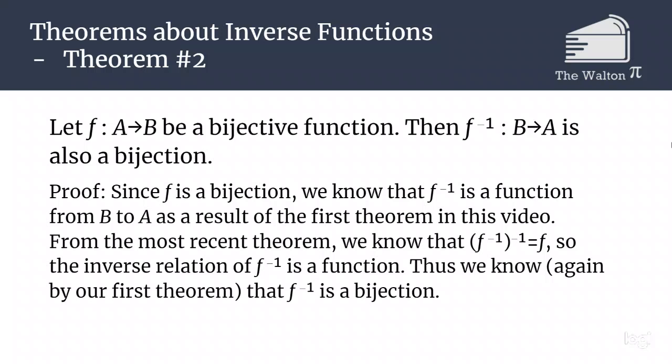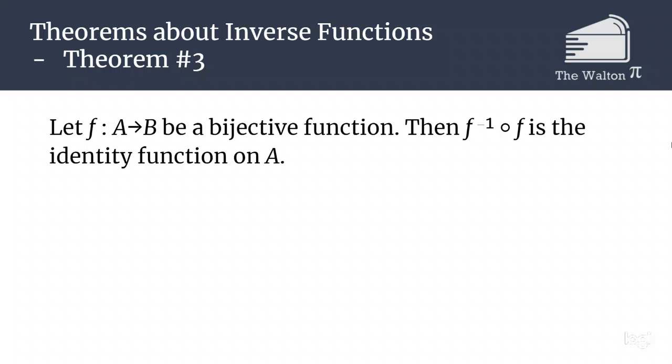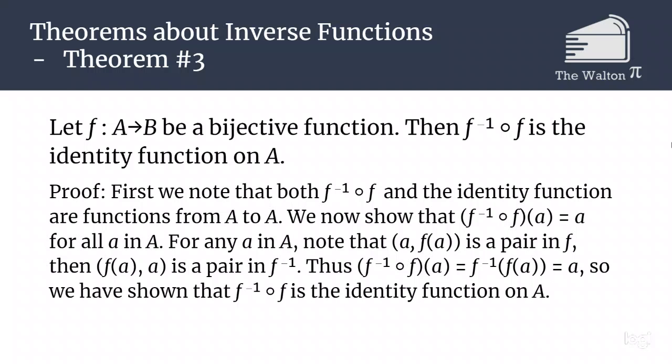The third smaller theorem involving inverse functions is this one. If f is a function from A to B and it is bijective, then f inverse of f is the identity function on A. So to prove this, we first start by noting that f inverse of f and the identity function on A are both functions from A to A. That means we only need to show that f inverse of f of a is equal to a for all the elements a in our set A.